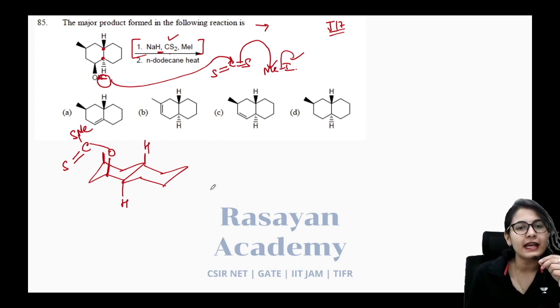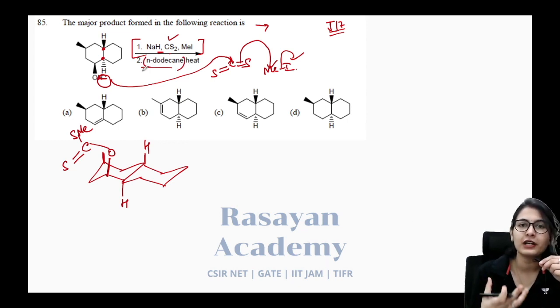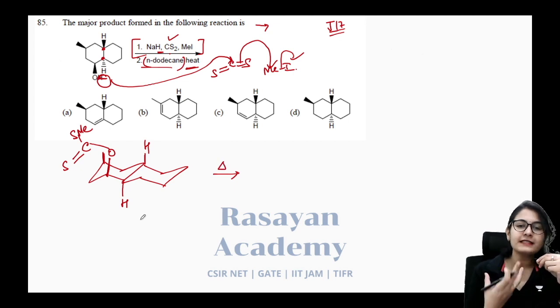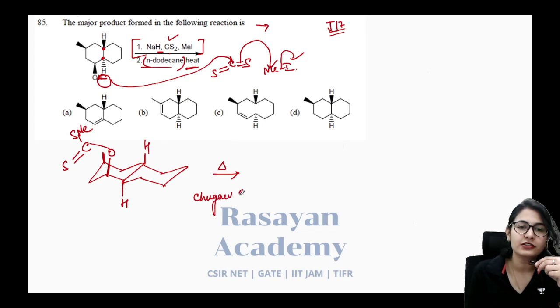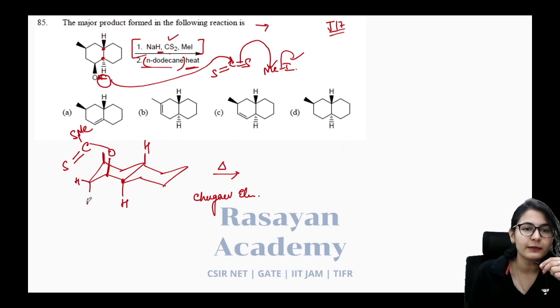And xanthate in the second step, dodecane and heat. So this dodecane is just a solvent, an alkane solvent, so that higher temperatures could be reached, and heat. You are just heating the molecule, nothing else. So in the presence of heat, it is a syn pyrolytic elimination reaction, or you also call it the Chugaev elimination reaction, going through a six-member transition state. Now, on this carbon, the hydrogen is available below, and here the hydrogens are available above and below both. So, you are going to cause the elimination from this side.